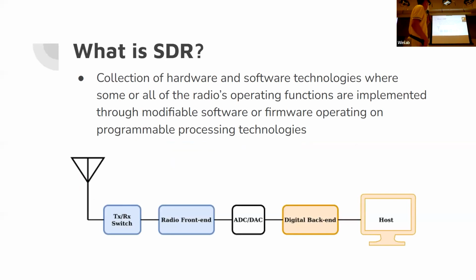So what is SDR? SDR stands for Software Defined Radio. It's a collection of hardware and software technologies where some or all of the radio operating functions are implemented through modifiable software or firmware, operating on programmable processing technologies. And you can see the detailed structure in that graph. Well, that's a brief structure.